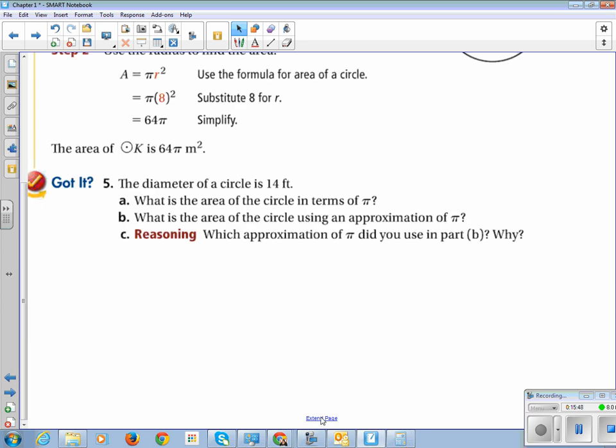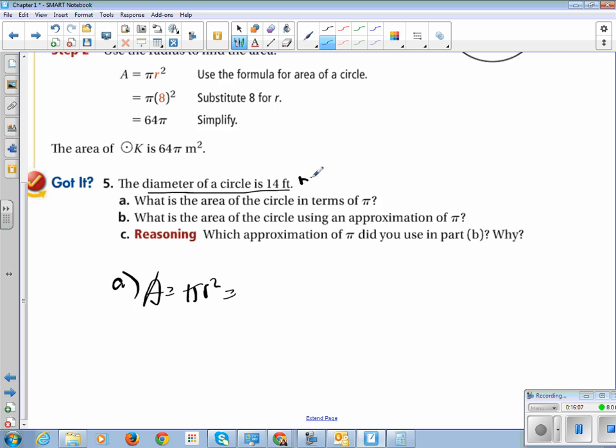What is the area of a circle in terms of pi? So the area is pi r squared. The diameter is 14, so the radius has to be 7. It's half of it. That's pi times 7 squared, or 49 pi.